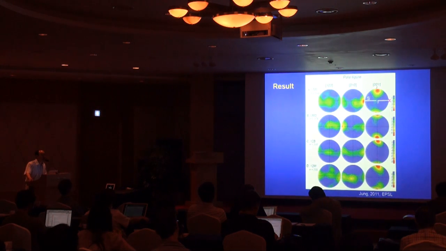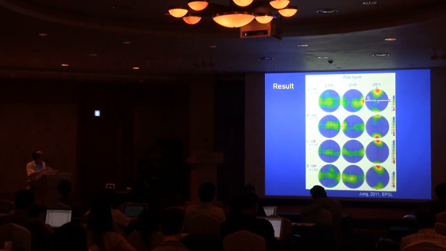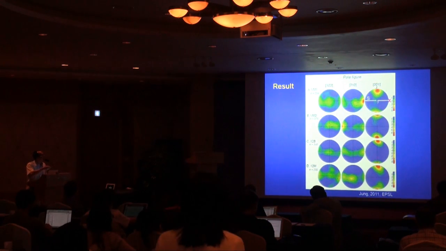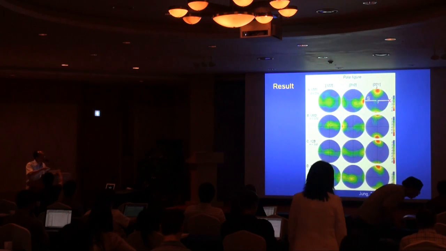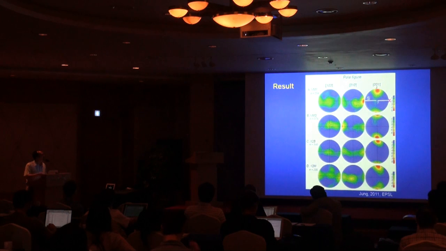This is the result showing the serpentine fabrics we found. The reference frame is X for lineation, S for foliation. The 001 axis is aligned subnormal to the foliation, which is quite consistent with the previous studies, experimental and also natural fabric. Here we found the 010 axis is aligning parallel to lineation as well, in another sample also.